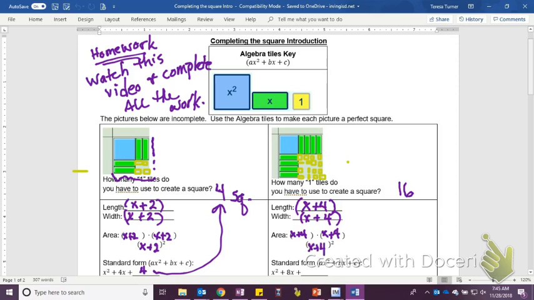Now, you can multiply this out, x plus 4, x plus 4. Use FOIL, use box, use the vertical method. So 4 times 4 is 16. 4 times x is 4x. X times 4 is 4x. And x times x is x squared. So we get x squared plus 8x plus 16, which, again, is the number of tiles that we needed to add in order to complete the square.